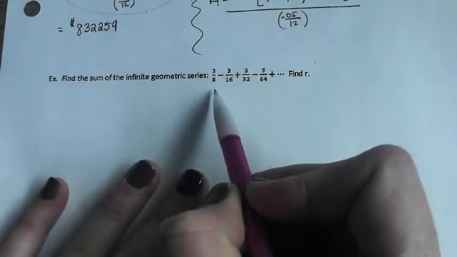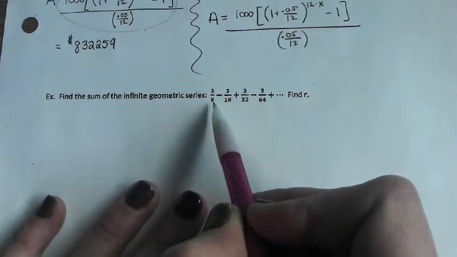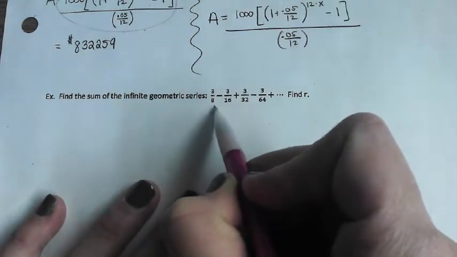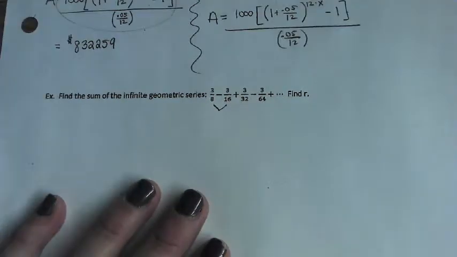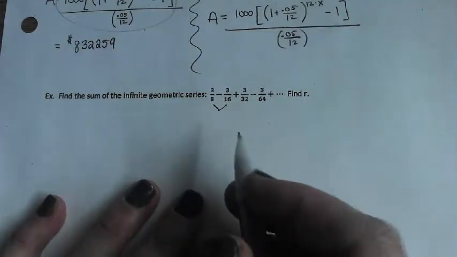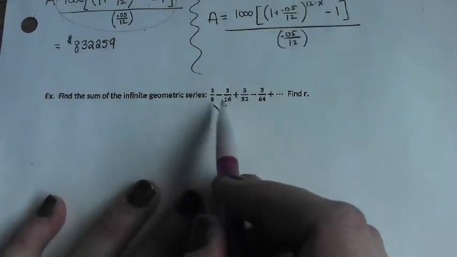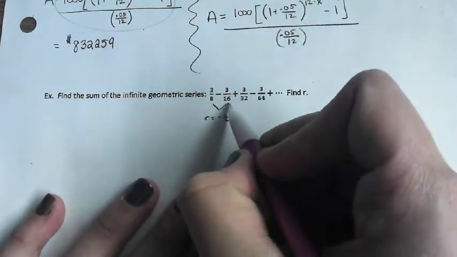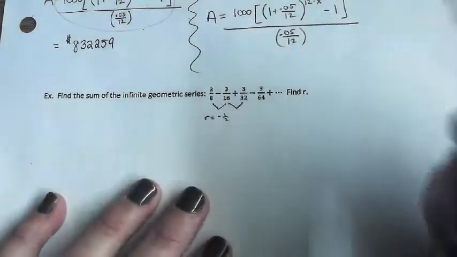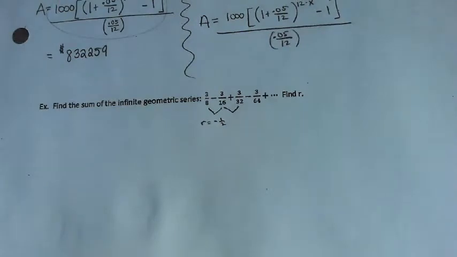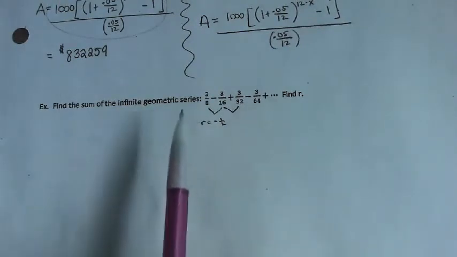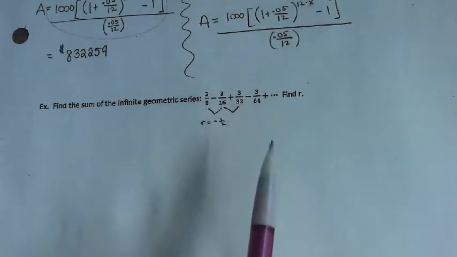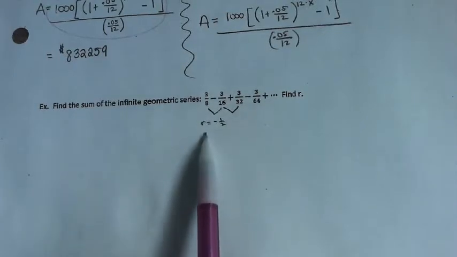If you look at this infinite series, what is the multiplier here? -1/2, right? 3/8 times -1/2 would give you -3/16. And then times -1/2 would give you +3/32. So what happens is, number one, if this is even going to be possible, the ratio does have to be less than 1.